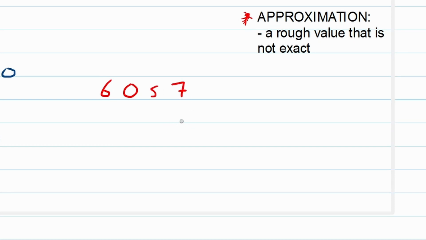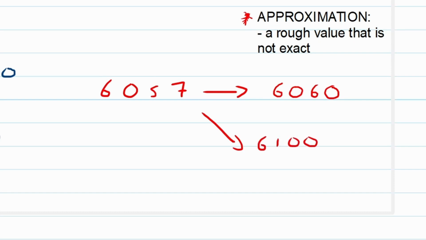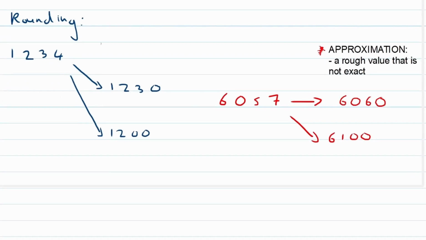Okay, so if we want to look at another example, 6057. If I say round off to the nearest unit, it will stay exactly where it is. If I say round off to the nearest 10, and this is where it becomes interesting, this 7 is more than half of a 10, right? So in this case, rounding off to the nearest 10, this will become 6060. Rounding off to the nearest 100, you can see here it's 57, right? So this will then become 6100. Hopefully this will help you.